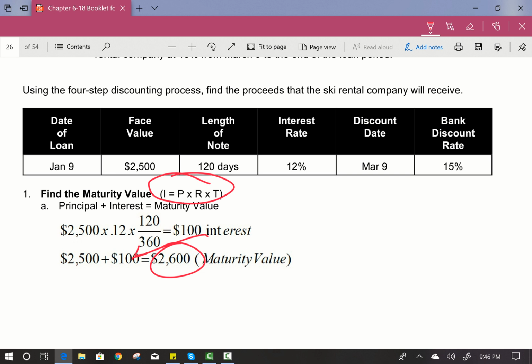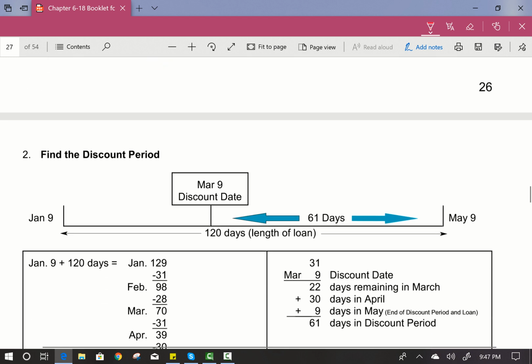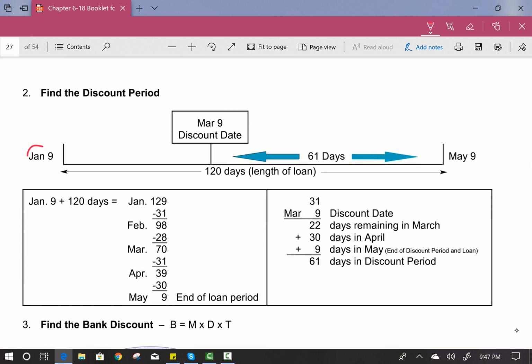Now, in the second step, we are going to find the discount date. Notice that the discount date is March the 9th, and we originated the loan on January the 9th. I need to find out the number of days from January 9 for 120 days and find out when it matures. So I'm going to do that in step 2. So January the 9th, for 120 days, the length of the loan is going to give me May the 9th. How do I calculate that? Well, first I start with January the 9th plus 120 days equals January 129th.